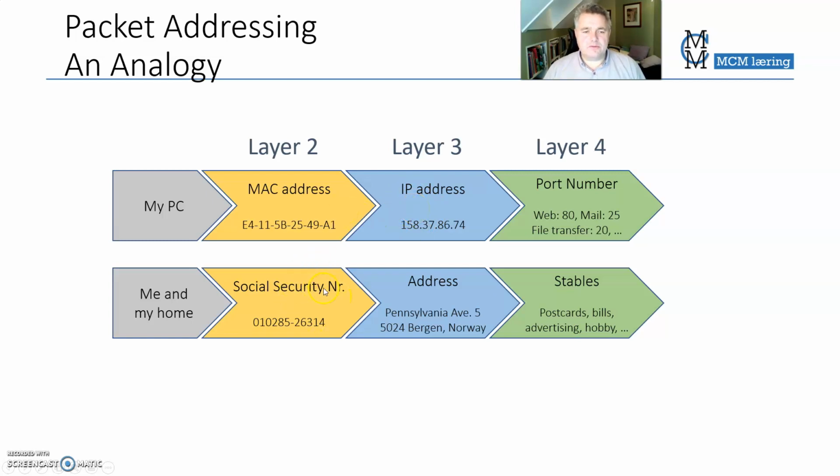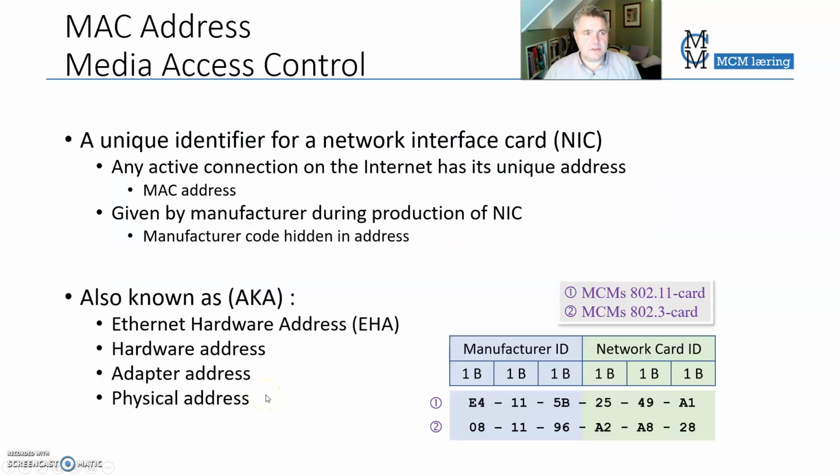I can compare it to my social security number, which is unique to me, and it will always follow me wherever I go, while the address that I'm at will change wherever I move around. So if I'm at work, I have one address, and if I'm here at home, I have another address. The MAC address is, as mentioned earlier, a unique identifier for a network interface card. So it's for a network card.